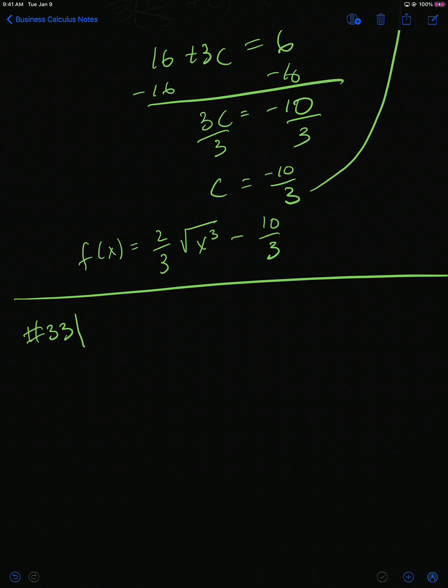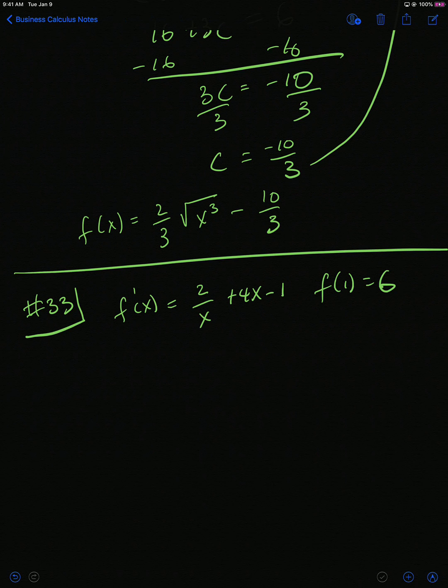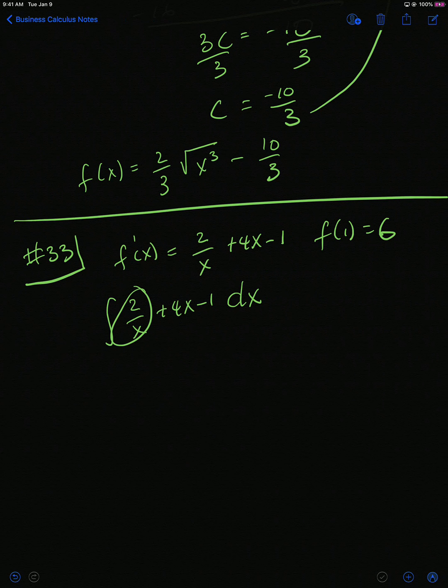Number 33, let's say I have f prime of x is equal to 2 over x plus 4x minus 1. And that when I plug in 1, the answer is 6. And so I have to integrate 2 over x plus 4x minus 1 dx. The integral of 2 over x is 2 times ln absolute value of x plus 4x squared over 2 minus 1x, or just x, plus c. Again, this is the function, but c is unknown, but they help me find c.